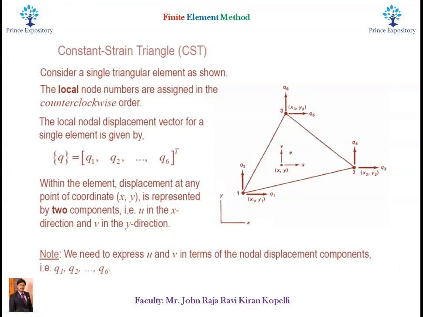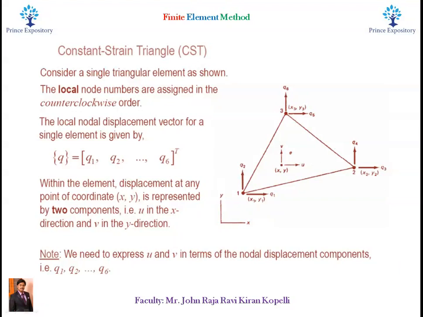Within the element, displacement at any point of coordinate x, y is represented by two components, that is u in the x direction and v in the y direction. We need to express u and v in terms of nodal displacement components, that is q1, q2, q3 and so on up to q6.